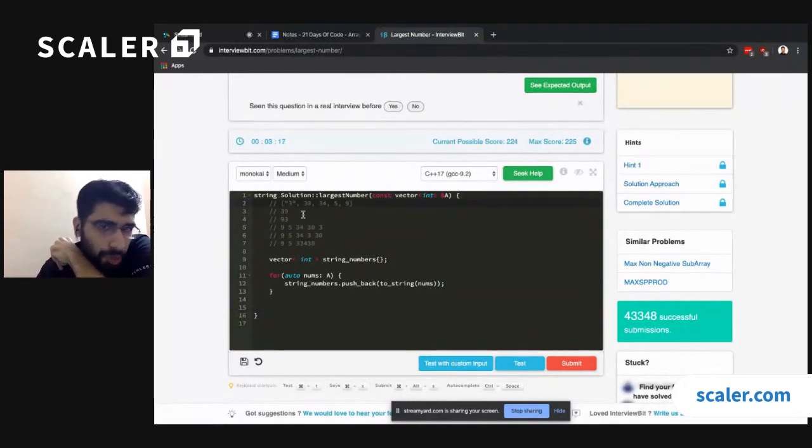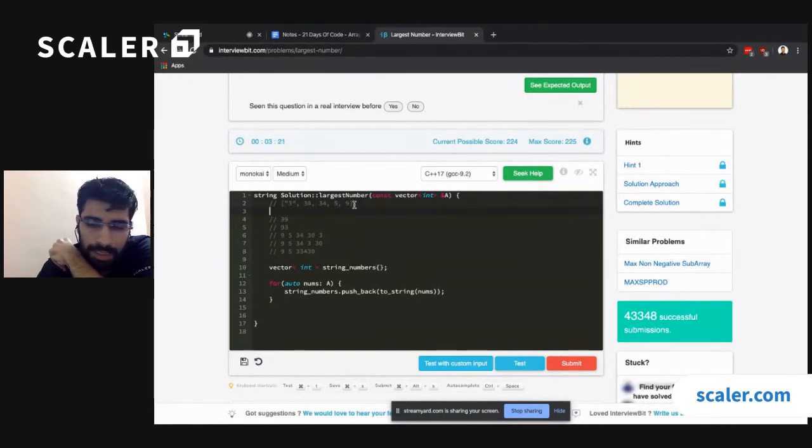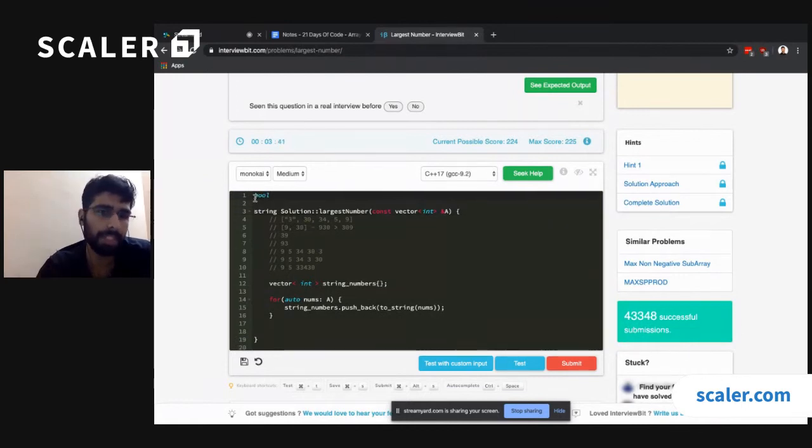Now I have to sort these numbers in such a way that, suppose 9 is earlier than 30, that means 930 should be greater than 309, right? So if I have to sort them in that way, I would definitely need my custom sorting function. So let me make a sorting function that will arrange the numbers in such a way that the string formed of consecutive numbers will be larger than any other string form. So I will have a custom sort function which will take two strings, const string A, and const string B.